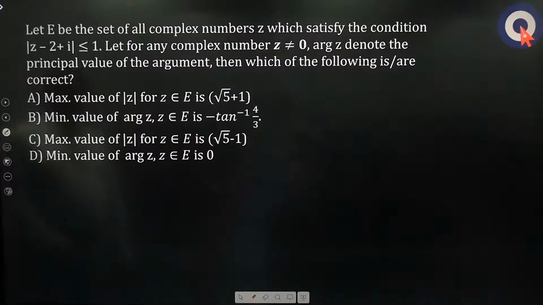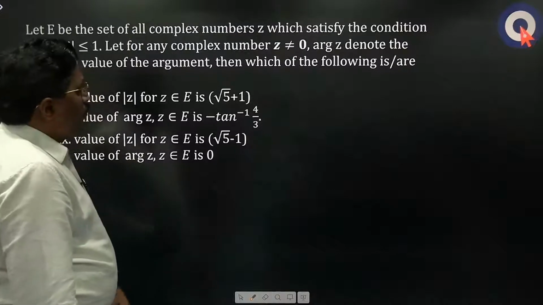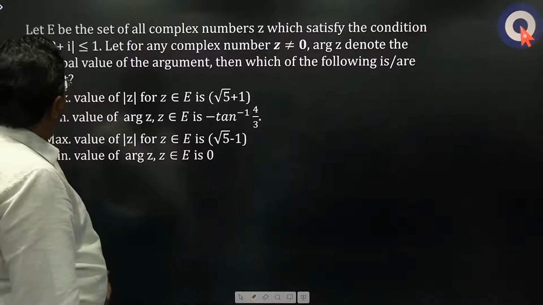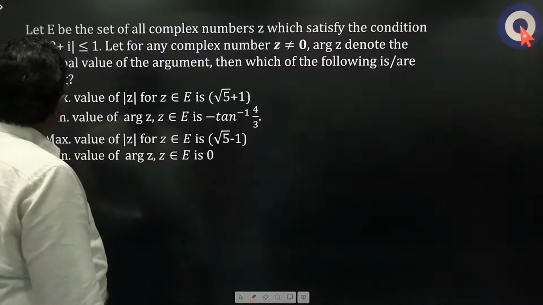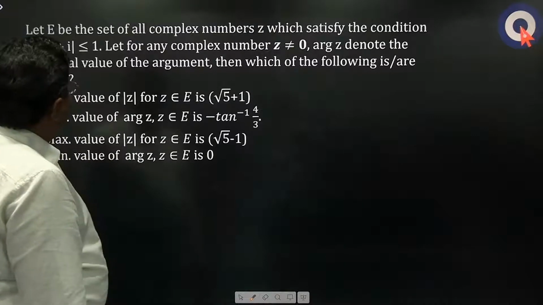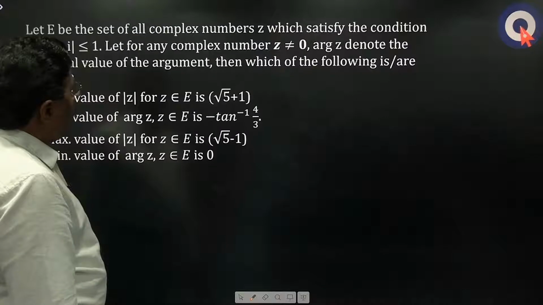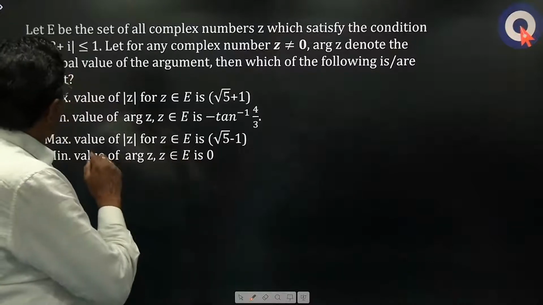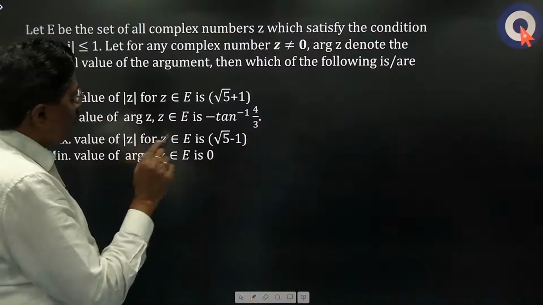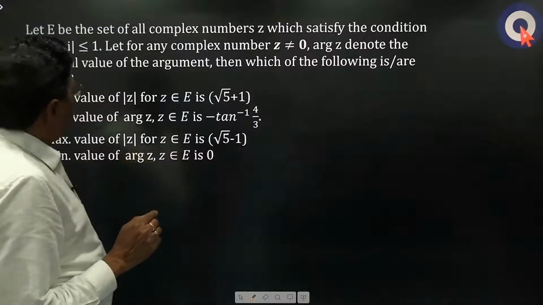Let E be the set of all complex numbers Z which satisfy the condition mod of Z minus 2 plus I less than or equal to 1. Let for any complex number Z not equal to 0, arg Z denote the principal value of the argument, then which of the following is or are correct? Let us see.